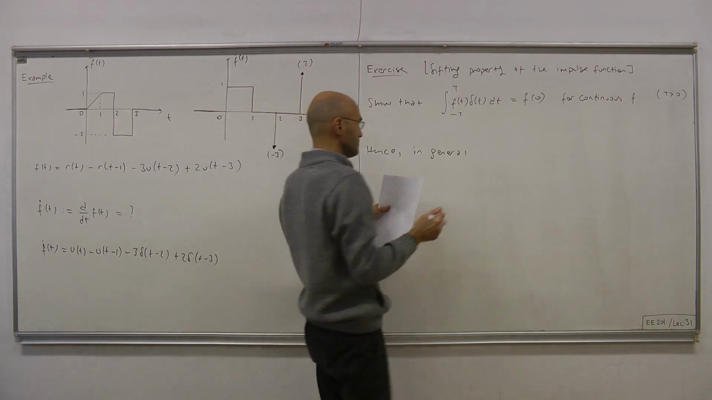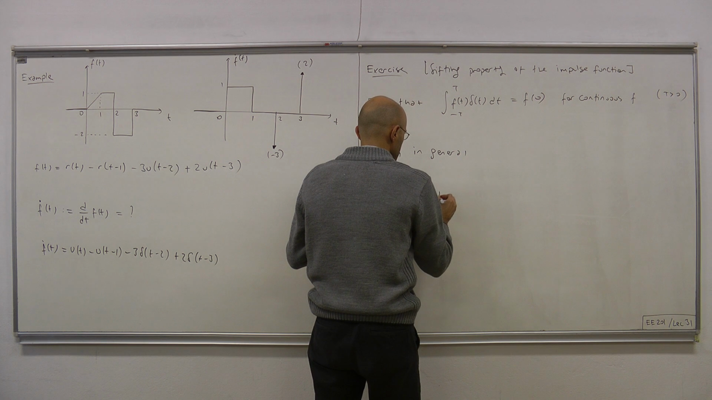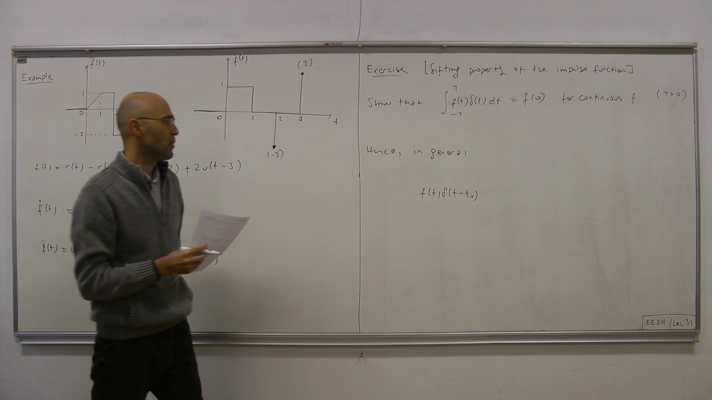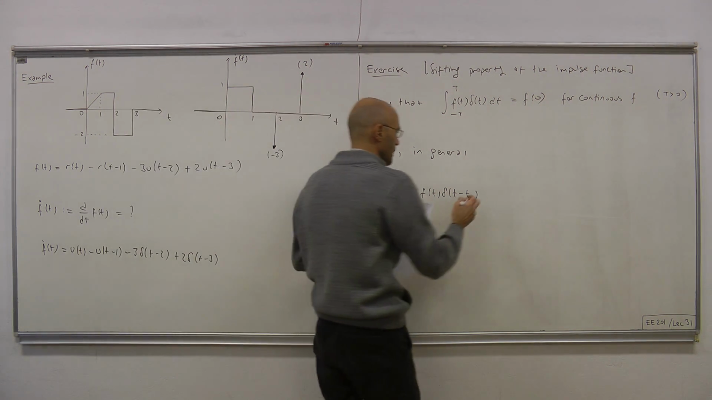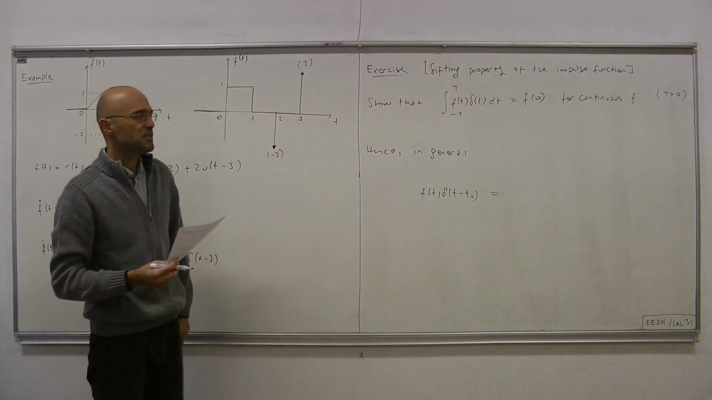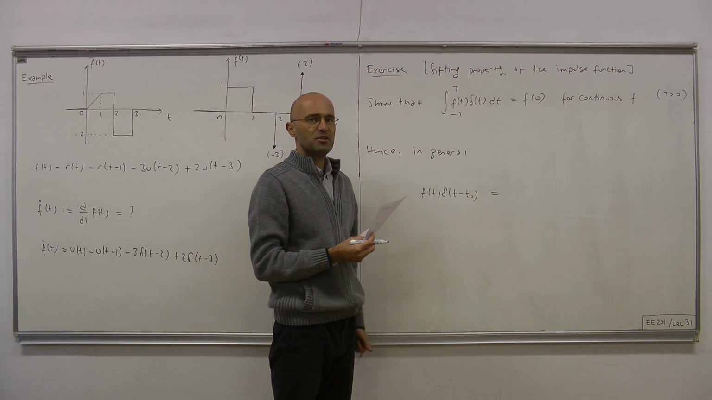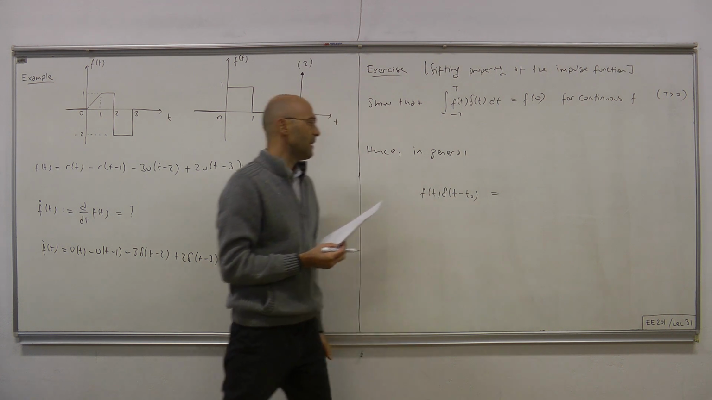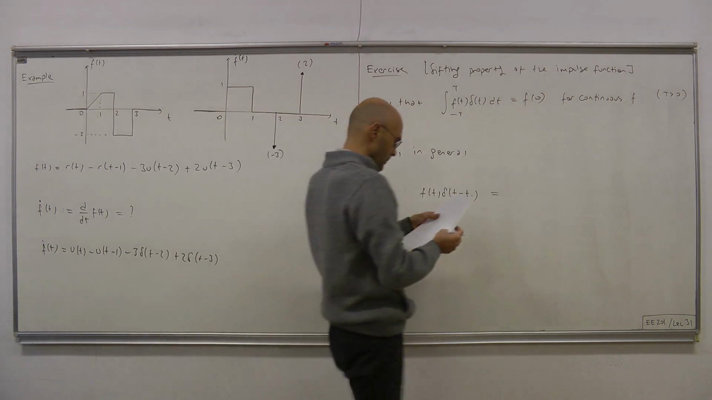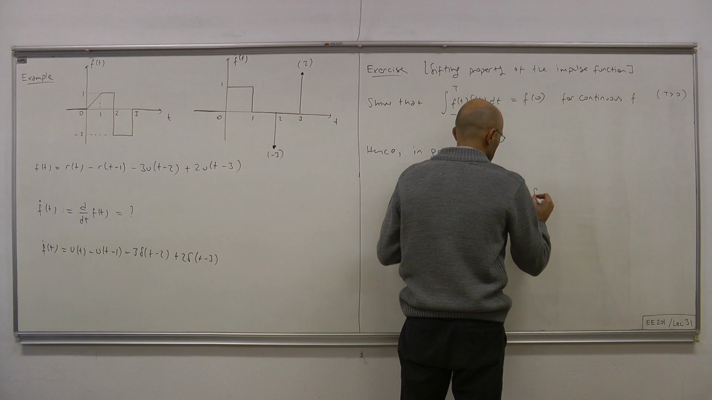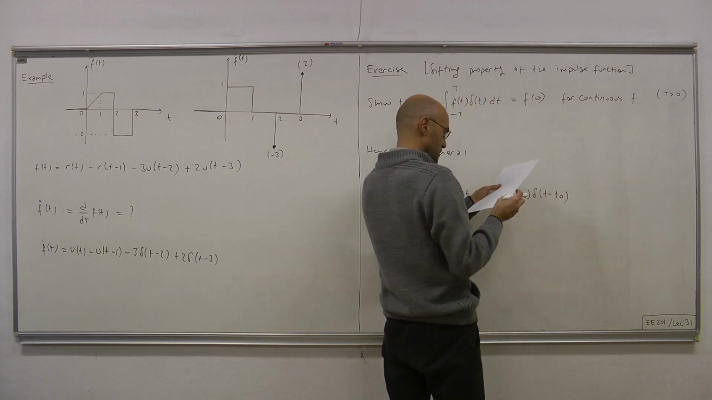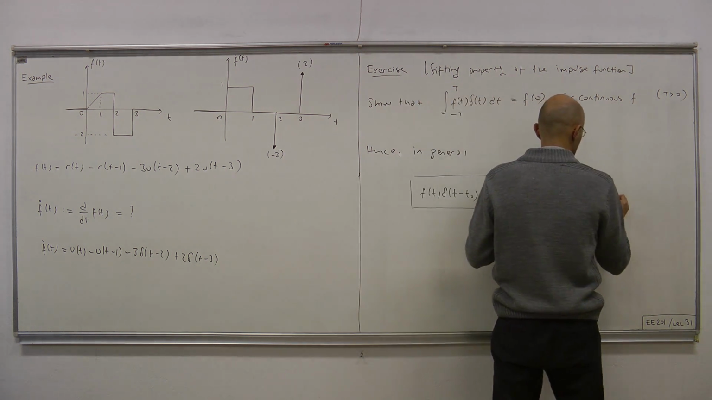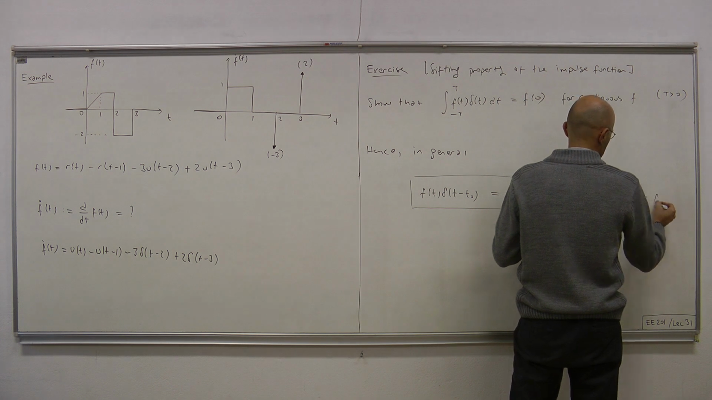we can write in general f of t delta t minus t0, for all practical purposes, can be replaced by a constant times the impulse function, and that constant is the value of this function f at t equals t0. F of t0 delta t minus t0 for continuous f.